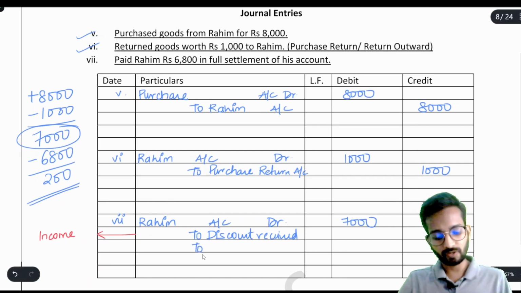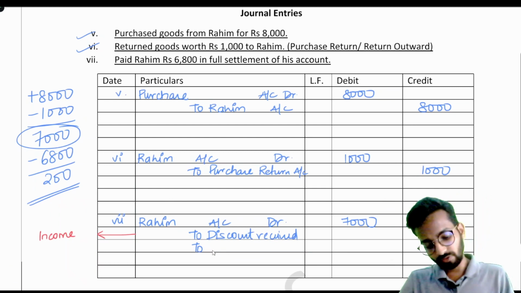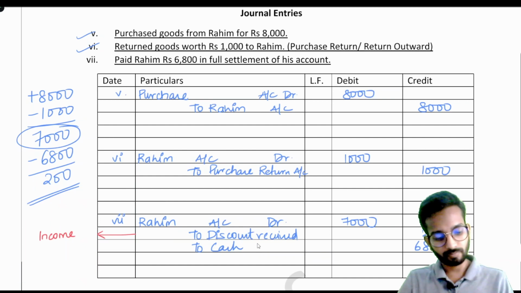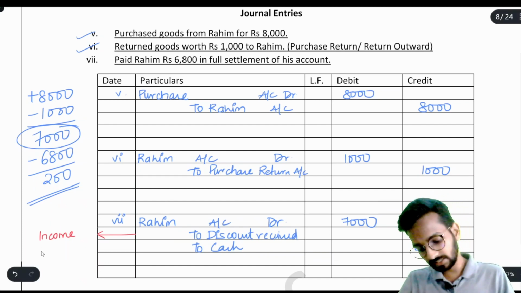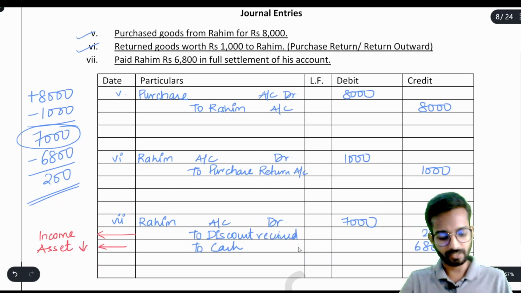After that, what will you write? Discount received was 200. What are you paying? You are paying cash. If you are paying cash, you will write here 6800. Why is cash credited? Because cash is an asset, and here our asset is reducing because we are paying cash. That's why we are crediting cash account and discount received account. This is how the journal entry works.